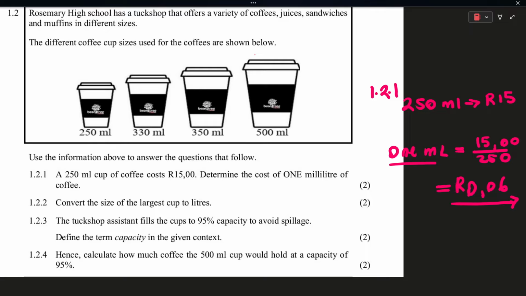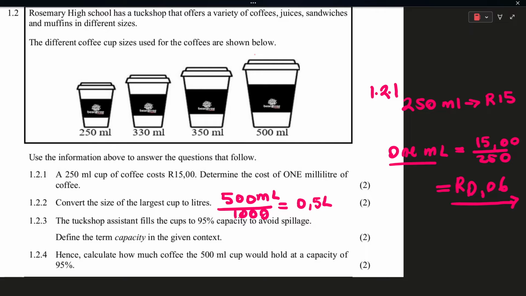Convert the size of the largest cup to liters. You see? Now you are going from milliliters to liters, so you're going to the bigger unit. That's when you divide. But if it was from liters to milliliters, we're going to multiply. So here, the answer, we're going to say 500 milliliters over 1000. You see, that's a liter. So in liters, it is going to be 0.5 liters. That is what we do. Don't get these things wrong, guys. This is easy in mathematical literacy that you should get.